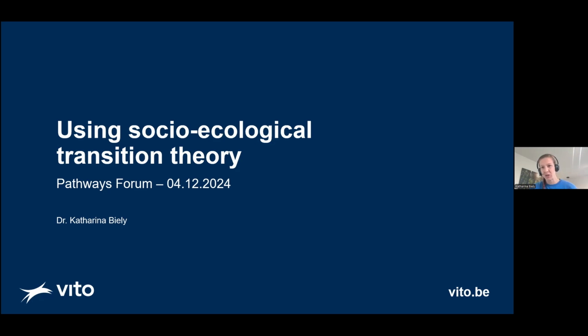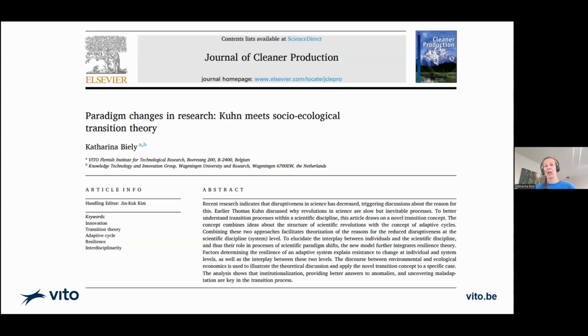The illustrations that I will be using in the presentation today are mostly based on a recent publication where I applied it to understand potential change within a scientific field, which is economics in this case. I also combined the socio-ecological theory with the work of Thomas Kuhn, The Structure of Scientific Revolutions. However, for this presentation, the example I will be using is not change within an academic field, because I think it's too narrow. So I'm using an alternative example, which is mobility, but I will still be using the concept itself.